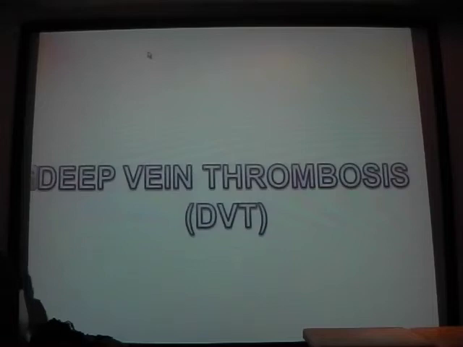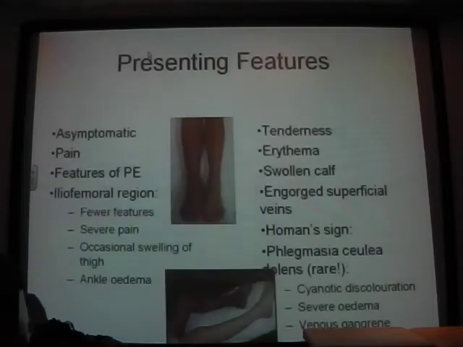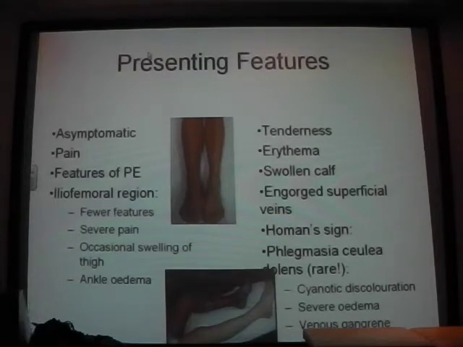Okay, so DVT, deep vein thrombosis. Some of the presenting features: a lot of people are actually completely asymptomatic when they have a DVT. The main one we're going to talk about is the leg, because that's the most common, but you can also get them in your arms, especially people that have PICC lines. You can also get them in other areas of the body, but legs are the most common.